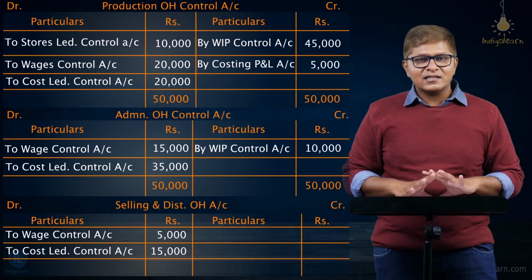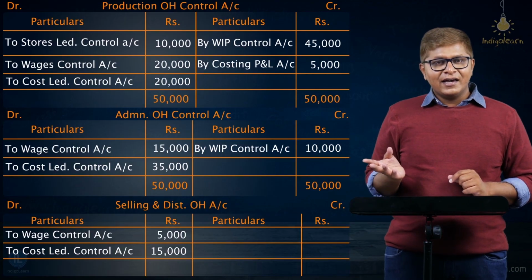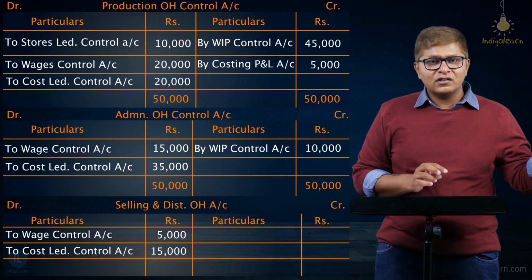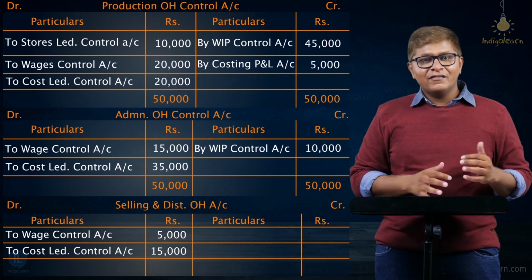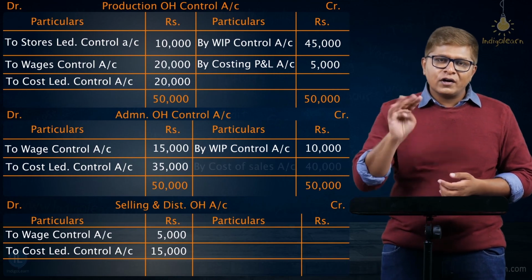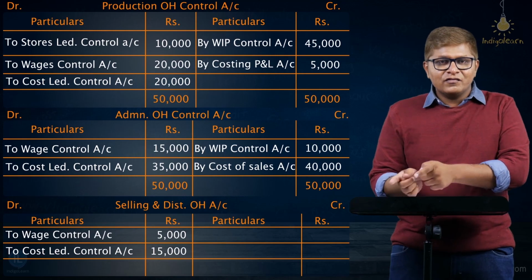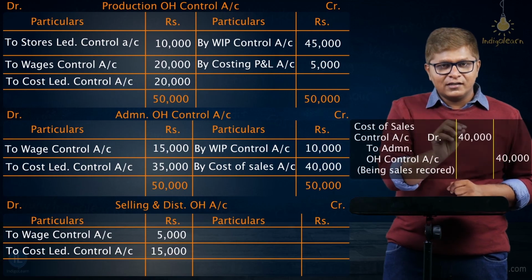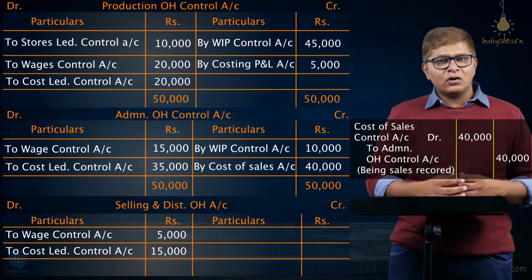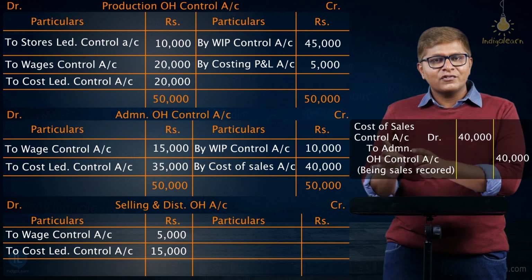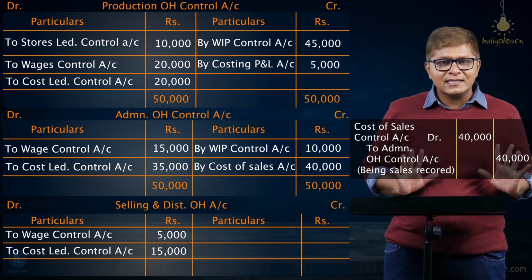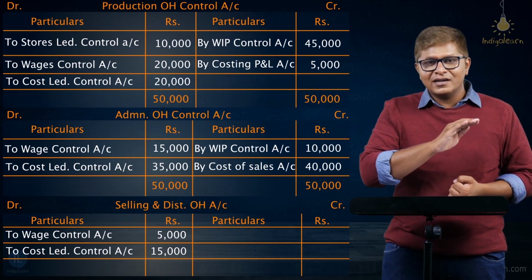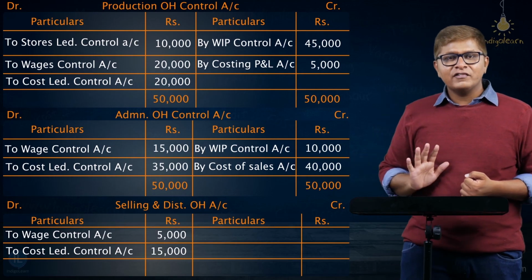Now in the admin and office overheads control account, on the debit side, we have 50,000 rupees total, and out of this 50,000, 10,000 we have already transferred to WIP because it was related to production. We still have a balancing figure of how much? 40,000. Let's pass an entry for transfer of this 40,000 to the cost of sales account. So cost of sales account debit 40,000 to admin and office overhead control account rupees 40,000, being transfer of admin overheads to cost of sales. So with this, if we post it in the admin and office overhead control account, it gets squared off, gets nullified.